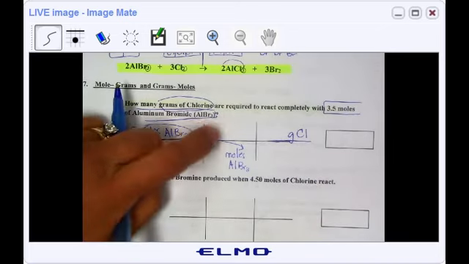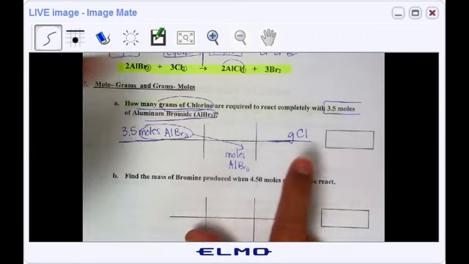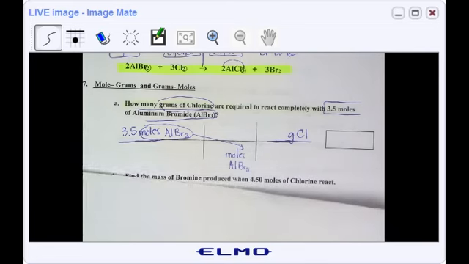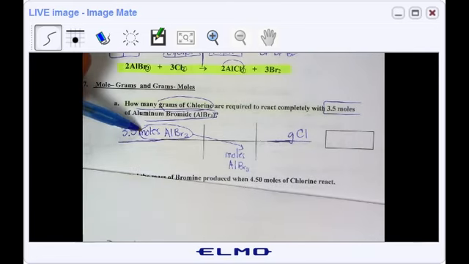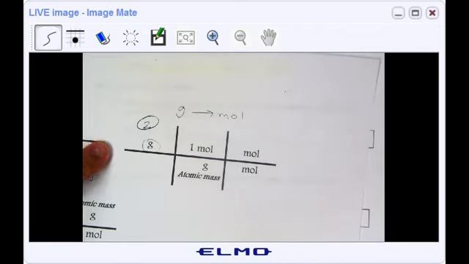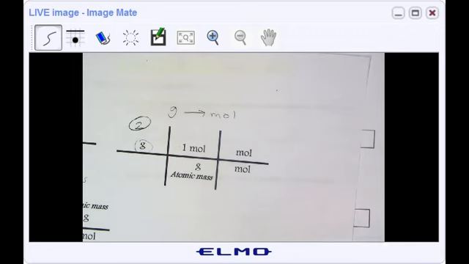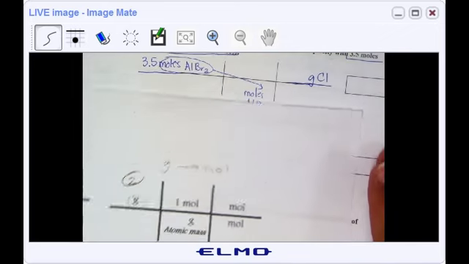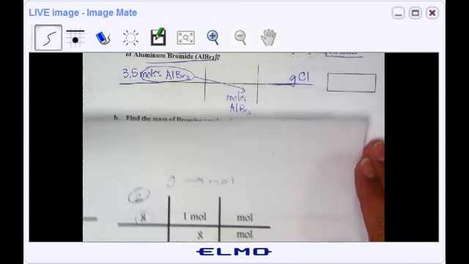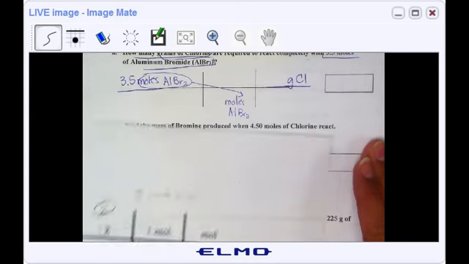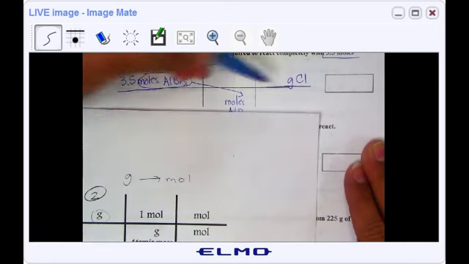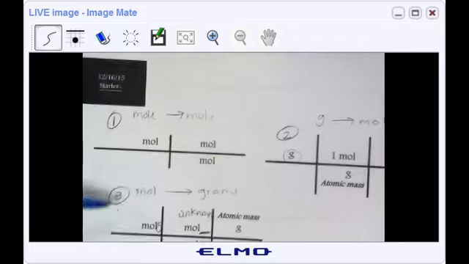If I'm not sure what goes in these two boxes, I'm going to refer back to this sheet. I am given moles and I'm going to grams. So I would look at this one, grams to moles. According to my notes, I'm sorry guys, I was given moles to grams. So I'm going to look at number 3, moles to grams.